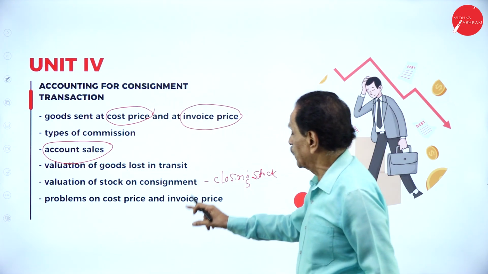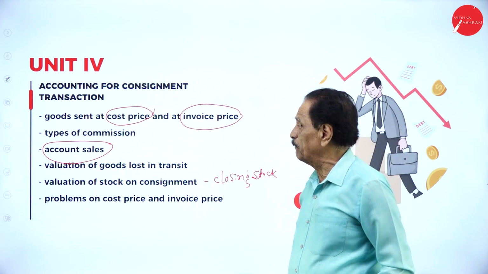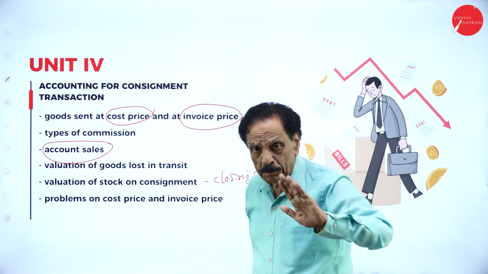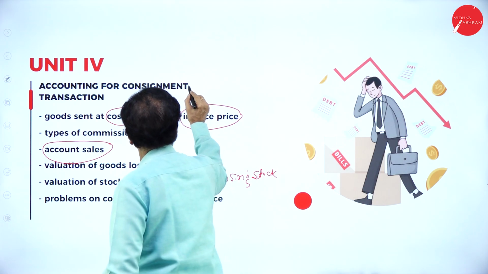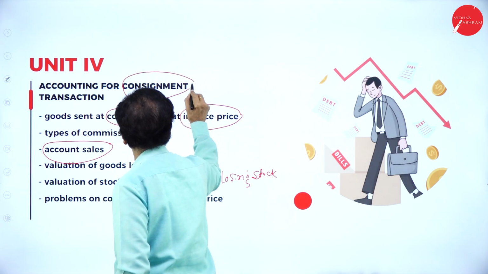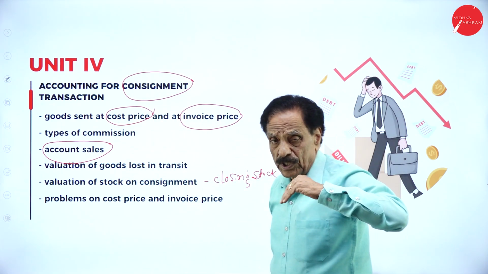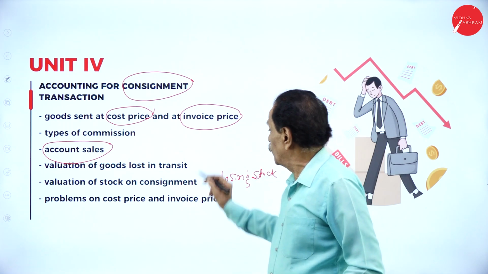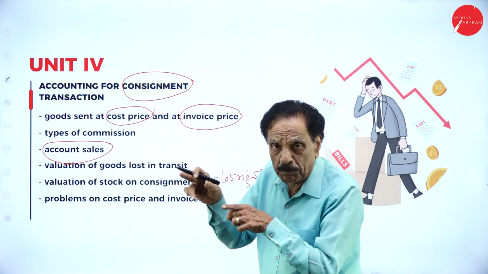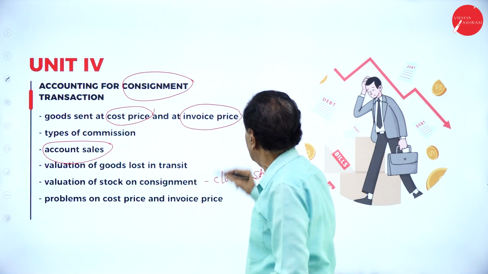Then problems on cost price and invoice price. Here we are going to explain what is consignment transaction. Then when the goods are sent either at a cost price or invoice price, meaning cost plus profit, that is nothing but selling price.